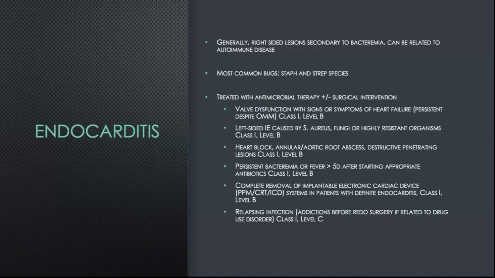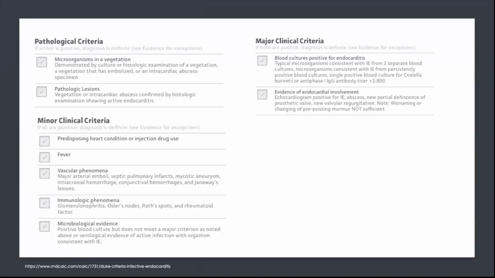So surgery is considered when you have valve dysfunction with signs or symptoms of heart failure, left-sided endocarditis with Staph aureus, or highly resistant organisms or fungi, things that are difficult to treat. If you end up with heart block or annular or aortic root abscess, persistent bacteremia or fever, complete removal of intracardiac devices, so like pacemakers and ICDs, are often indicated in these patients, although it's a very difficult procedure, and relapsing and remitting infection. So if somebody's been treated and then they get infected again or have embolic events, they'll often go for surgery.